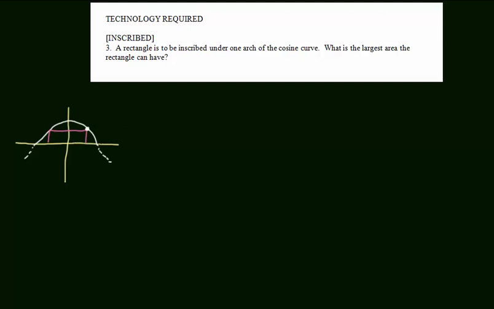The coordinate is on the x-axis, so it's just going to be the x value. And then the y-coordinate, because it touches the curve, is going to be the function itself, so the cosine of x. So those are the coordinates of that ordered pair. We want to maximize area, and the area, as we know, of a rectangle is the base times the height.